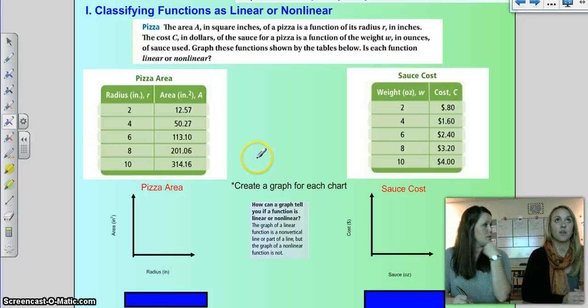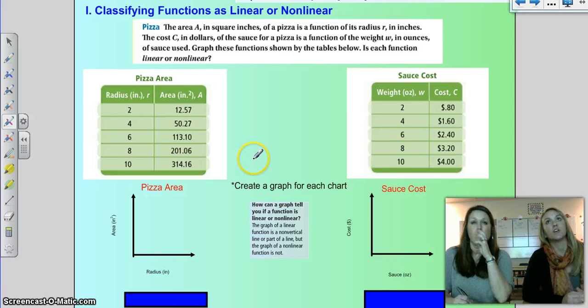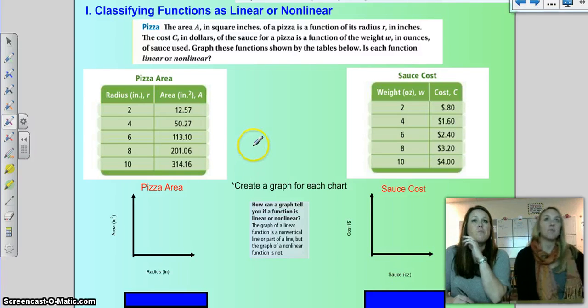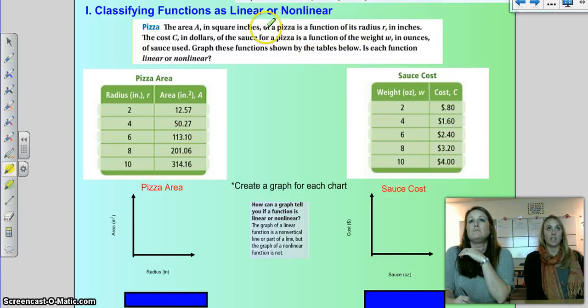Okay. Talk about the pizza. So the area A in square inches of a pizza is a function of its radius R in inches. The cost C in dollars of sauce for the pizza is a function of the weight in ounces of sauce used. Graph these functions shown by the table. Is each function linear or nonlinear? Okay, so there's a lot of information in that one sentence.